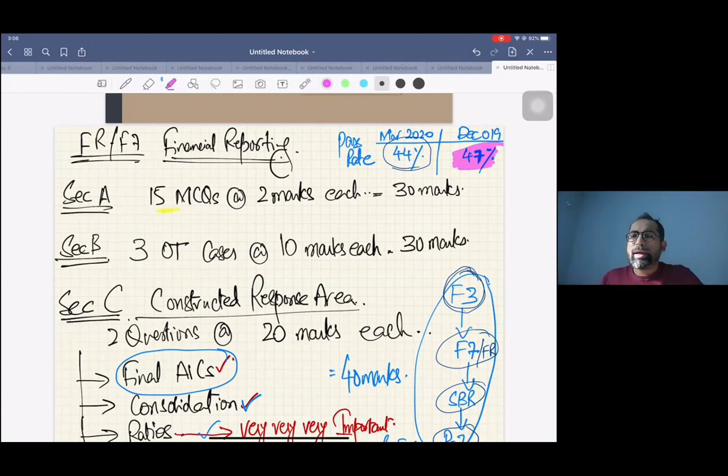One more thing I would like to add: this paper will be helpful for you in an audit firm as well. Those who want to join an audit firm or the finance department of any company should also have a good grip in the FR paper. This paper will help you practically in your real life, because we are going to study IFRS in this paper.